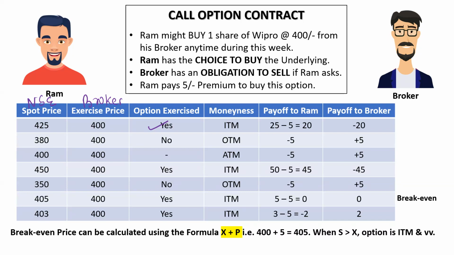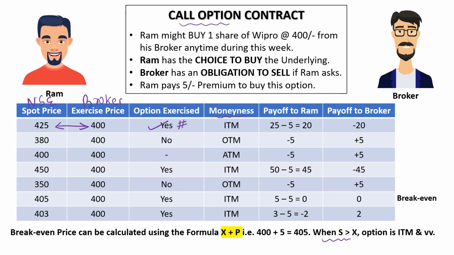Next, we will be covering the concept of moneyness. In order to determine the moneyness for a call option, we are going to compare the spot price with the exercise price. When the spot price is greater than the exercise price, that means you are going to exercise the option. So it means that your option is in the money. ITM means in the money. That means if you exercise this option, you are going to get a profit.